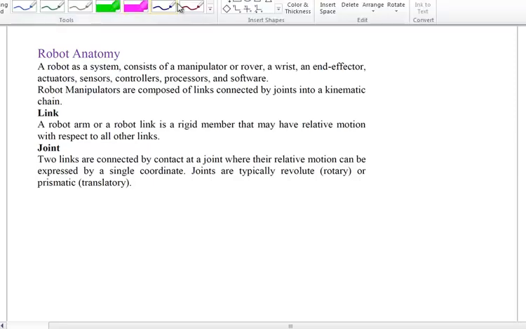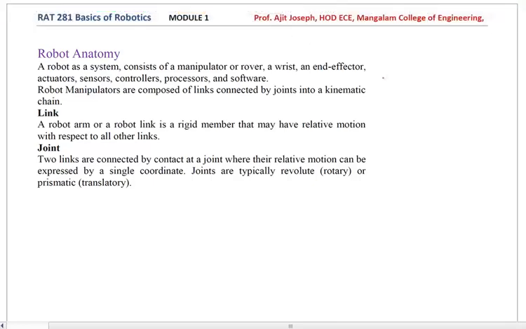Hello students, next we are entering into a very important topic of the first module, which is the robot anatomy. When we talk about robot anatomy, basically we are talking about the anatomy of a manipulator, which is basically a robotic arm.